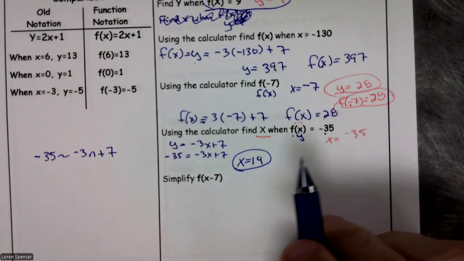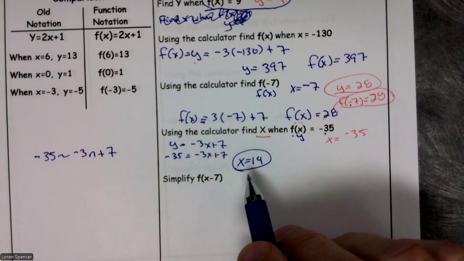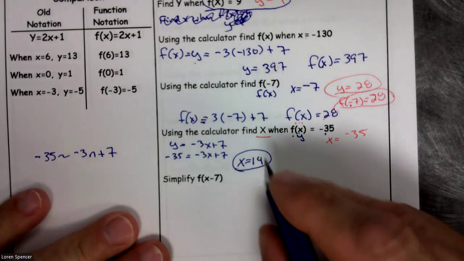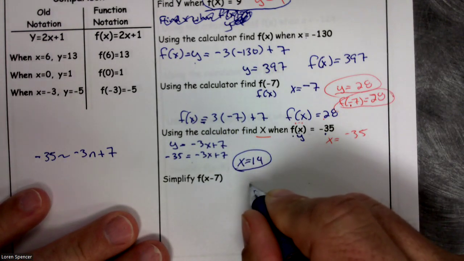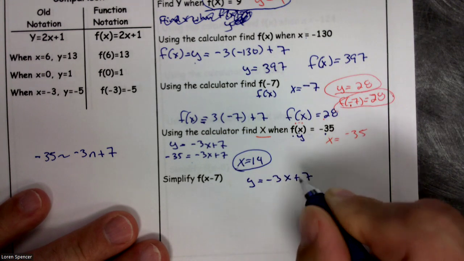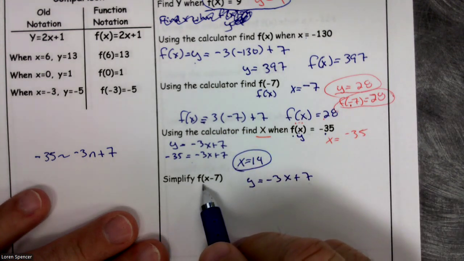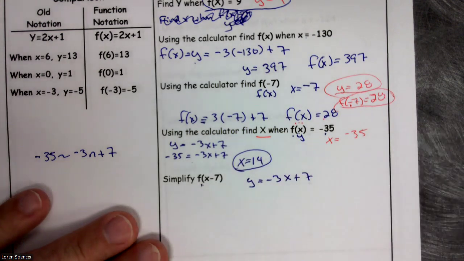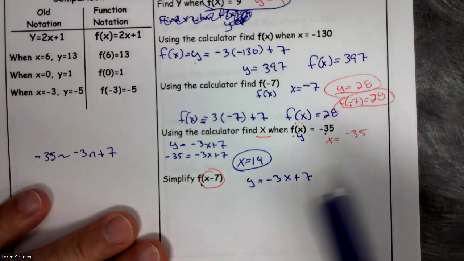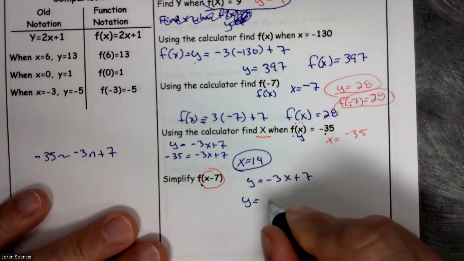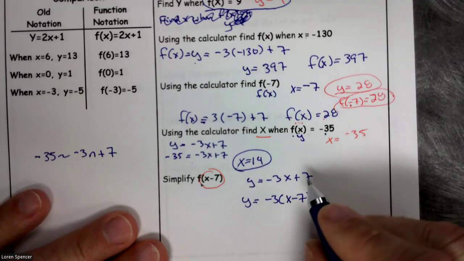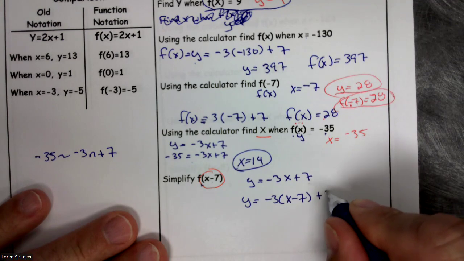All right, simplify f of x minus 7. This is a really tricky problem. So let's write down our original equation. Y equals negative 3x plus 7. But they're telling us instead of x, this is what we're plugging in. So y equals negative 3 parentheses x minus 7. That's what we're plugging in for the x, plus 7.